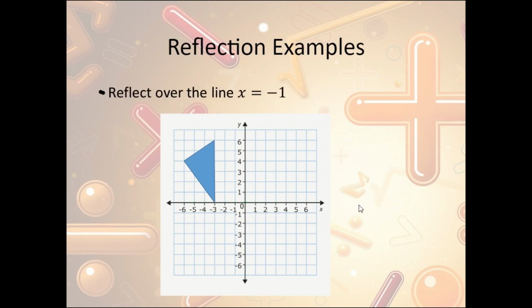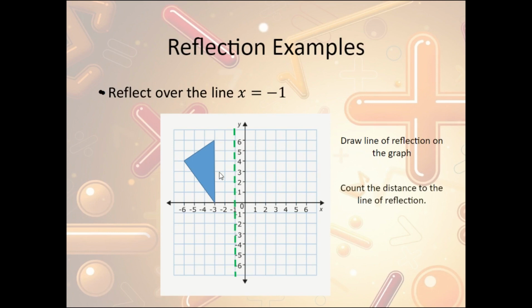Now what if we reflect over the line x equals -1? So again, draw in your line of reflection. So x equals -1. When x is -1, it's right here, so it's a vertical line right there. Same thing. Copy the distance. So 1, 2, 3, 4, 5 away here. So we go 5 on the other side, which is 1, 2, 3, 4, 5 right there.